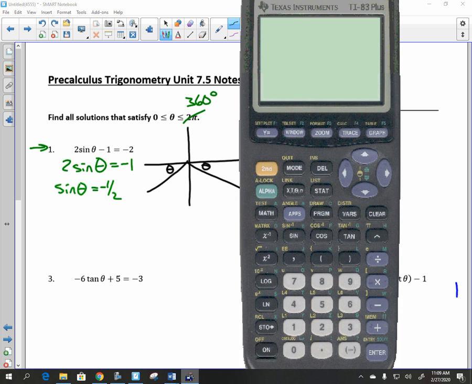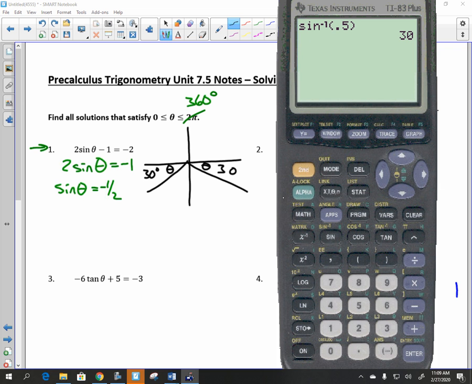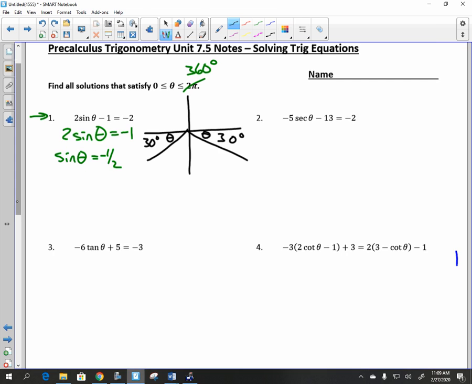I take out my calculator, and anybody want to guess what I do to solve sine equal to -1/2? Sine inverse. You don't need to use the negative. We've already used the negative to determine the lower 2 quadrants. So just type in 0.5. And as some of you guessed, we get 30 degrees. If you didn't get 30 degrees, what might be wrong with your calculator? Yeah, it might be sitting in radians.